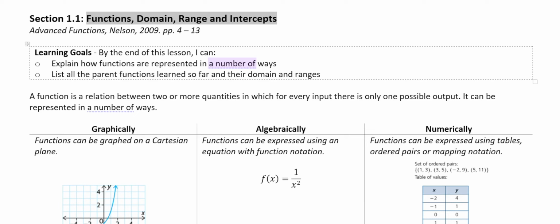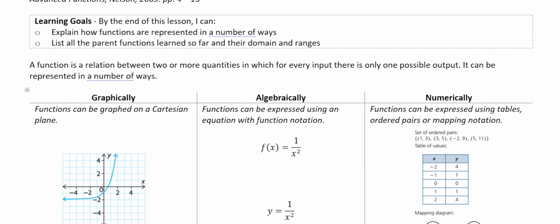In this video, we're going to look at functions, domain, range, and intercepts. Specifically, we're going to look at the domains and ranges of our parent functions that we've learned so far. So function, recall, is a relation between two or more quantities in which for every input there is only one possible output. It can be represented in a number of ways.